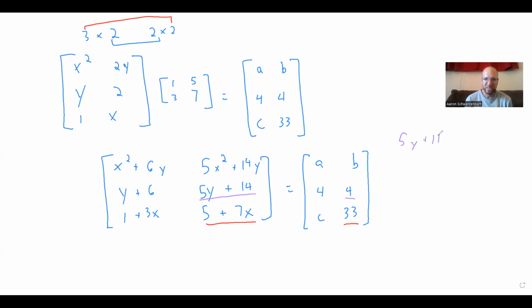5y plus 14 equals 4. I'm going to solve for y. And I get 5y equals, oops, I subtract 14, not 4. 4 would probably work, but 14 will work better. So y equals -2.